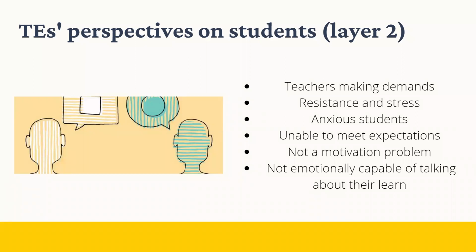Okay, now moving on to the teachers' perspective on students, which is the mid circle. The teachers didn't stay with only one specific condition when the research was done, but took the overall experience during the lessons. They said that students were resistant, and they felt stressed and anxious. Students felt that they were unable to meet the expectations, and the teachers explained that the students did not have a problem of motivation, but they weren't emotionally capable of talking about their learning.